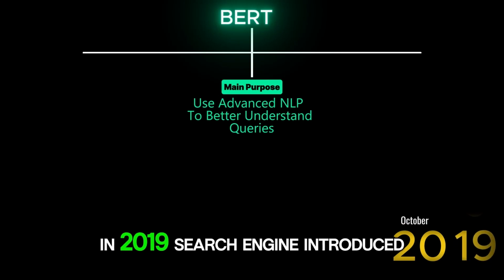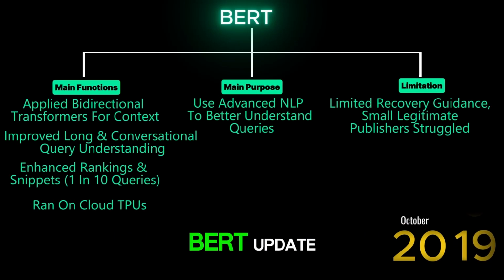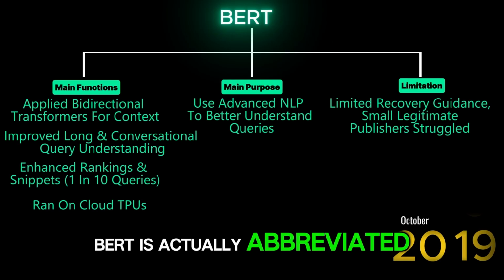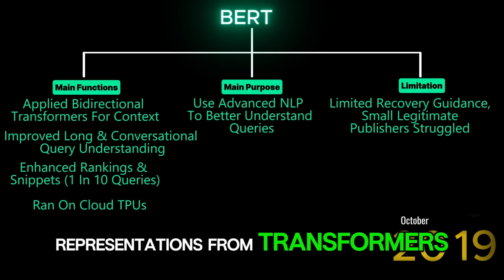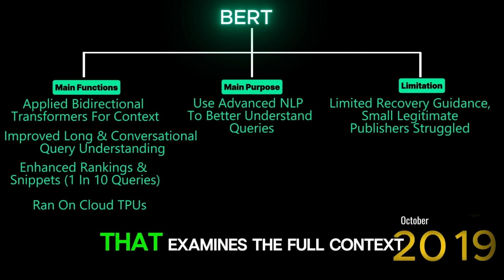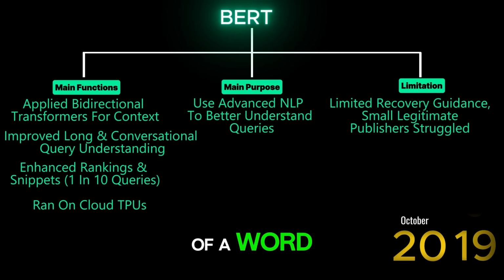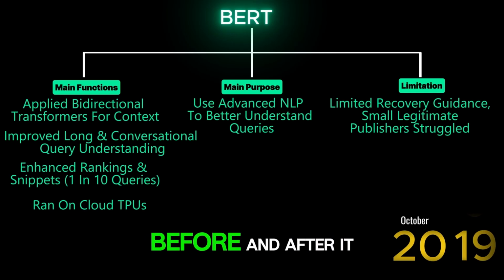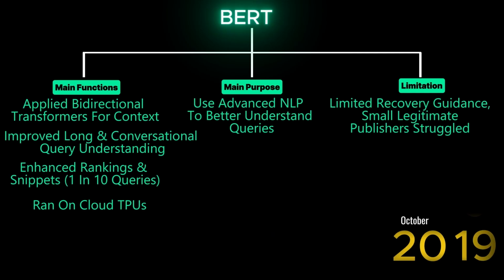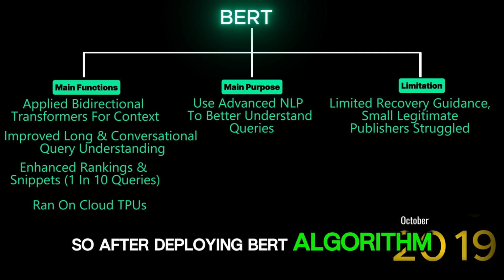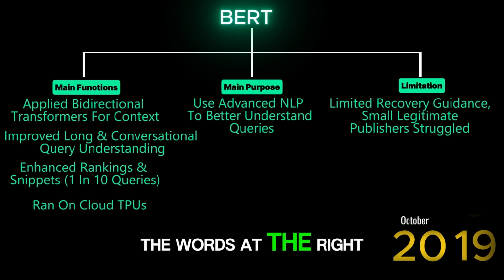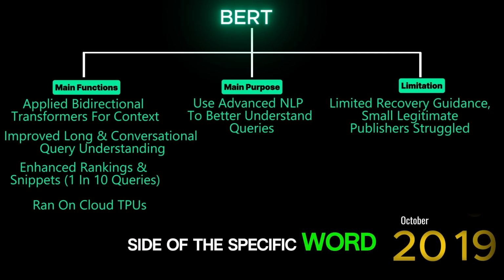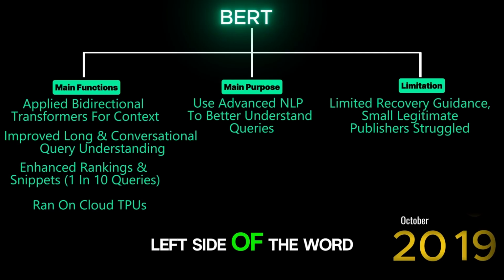In 2019, the search engine introduced the BERT update, or you can say the BERT algorithm. BERT is actually an abbreviated form of Bidirectional Encoder Representations from Transformers. BERT is a transformer-based model that examines the full context of a word by looking at the words before and after it. So after deploying the BERT algorithm, the search engine can now read the words at the right side of a specific word and the words at the left side of the word.